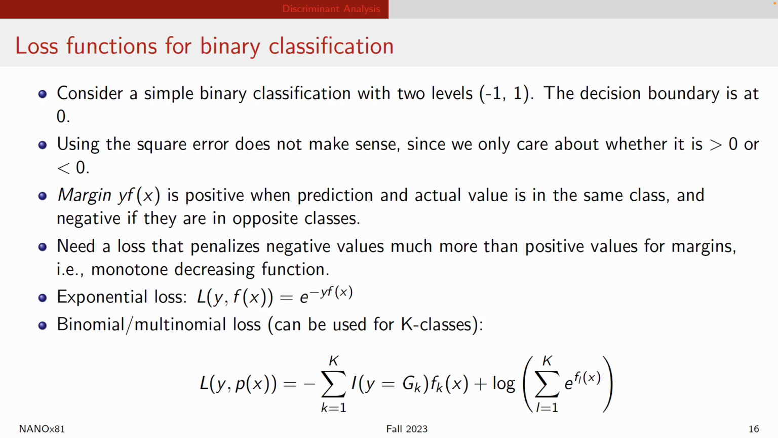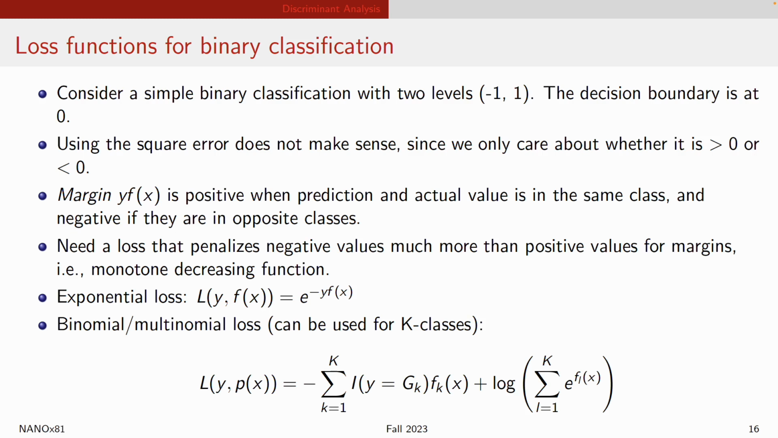So we can define something called the margin, which is basically your actual observation y multiplied by the predicted value of y, which is f of x. So if I take the multiplication between them, you can see that when the prediction and actual value are in the same direction, so in other words, if it is +1 and I predict +1, it is a positive value. If I make a wrong prediction, this margin is going to be a negative value, right?